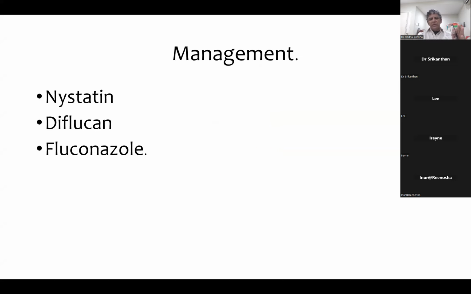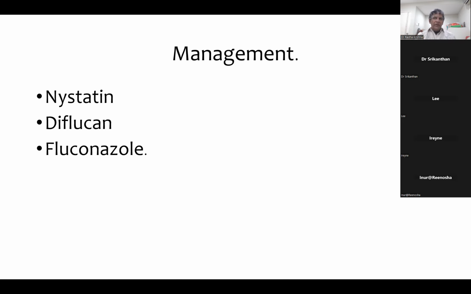For that reason, we treat fungus using nystatin. Nystatin does not enter the systemic circulation. Nystatin only acts in the gut. So we give 500,000 international units 3 times a day for 15 days to a month. Or you can give Diflucan or fluconazole. Fluconazole, we have to give weekly.